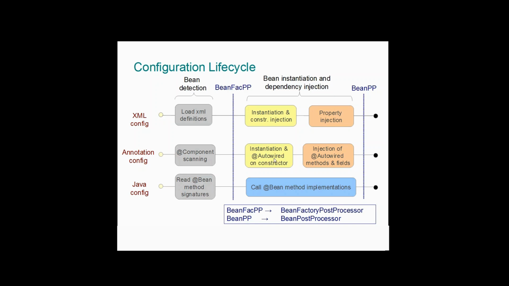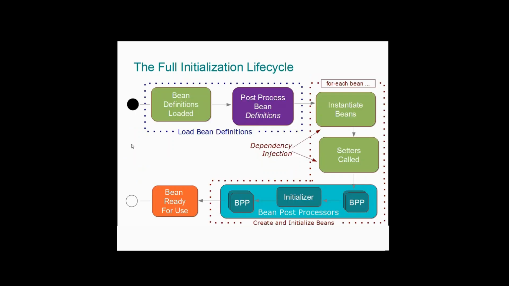In case of annotation, using Autowired, the constructor dependency injection, setter dependency injection, and field dependency injection will all be done here. So both things will be taken care of. And in Java, the method itself has the implementation to do constructor and setter dependency injection. So the whole thing will be taken care of. The created objects for all the different approaches will go through this bean post processing. It's common for all of them. Okay, so that's one thing.